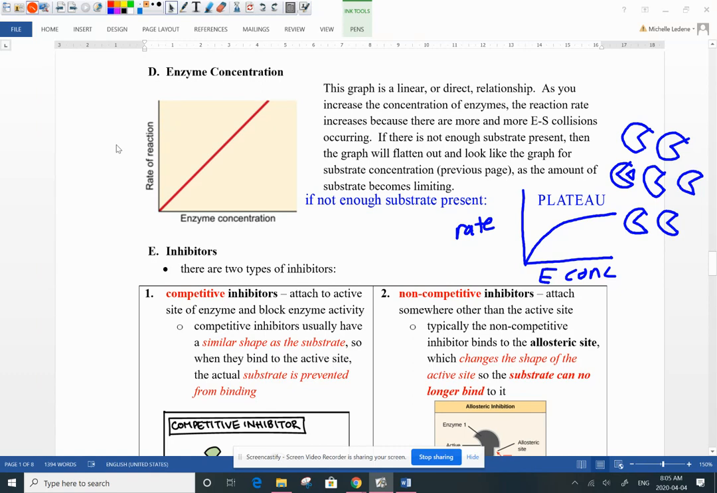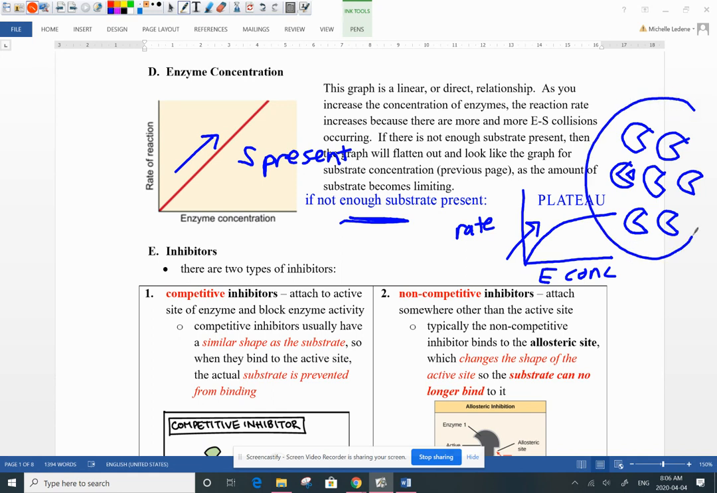Enzyme concentration is going to be a direct relationship again. Here's my increase, just like this graph is showing, more and more enzyme-substrate collisions, but this is if there is as much substrate present as we will allow. If we keep adding enzyme, then the reaction keeps increasing. But if we have not enough substrate, we've got too much enzyme. That's what we're seeing over here. We've got lots of enzyme, not enough substrate, and our level is going to plateau again.